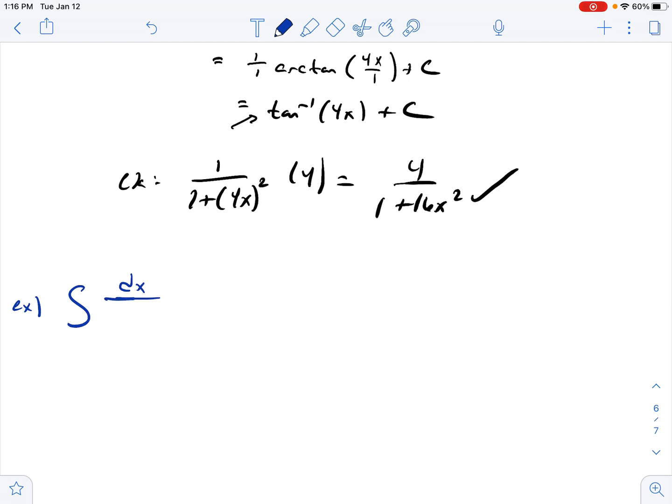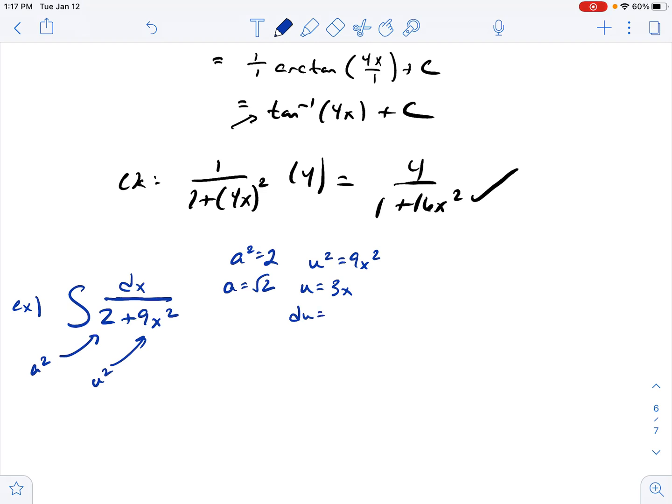Suppose we have something like this, dx over 2 plus 9x squared. So again, we see something plus something squared in the denominator. We should be thinking inverse tan. So again, this is my a squared, this is my u squared. If a squared is 2, then a is the square root of 2 here. If u squared is 9x squared, taking the square root, we get that u is 3x, du is 3 dx.